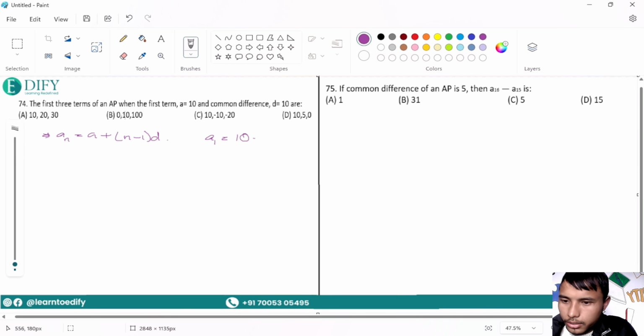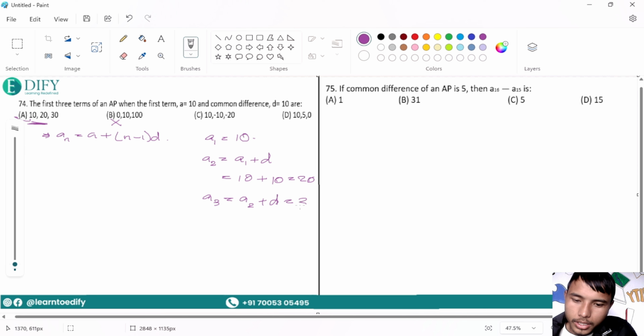Okay, and then you should cross out option B. And then A2, isn't it A1 plus D, the common difference? So the answer: A1 is 10, plus common difference 10, so A2 is 20. So the second term is 20. Actually, this is the answer. Then A3 is A2 plus 10, which is 30. So option A is the correct answer.